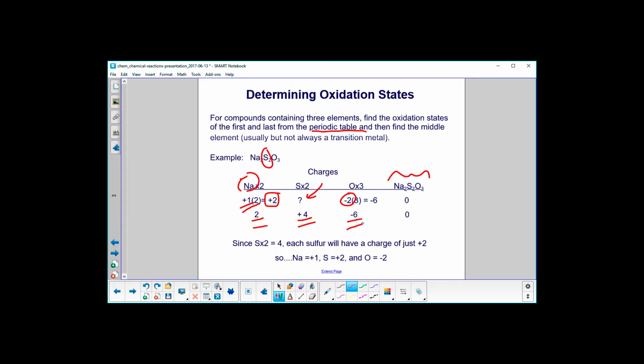So what does sulfur have to be? Well, let's just add the numbers here. We got the +4 because 2 plus 4 is 6. 6 minus 6 is 0. But there are 2 sulfurs, so we have to divide that by 2, which tells us that each sulfur has a charge of +2.